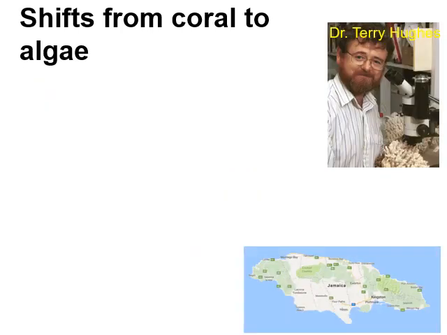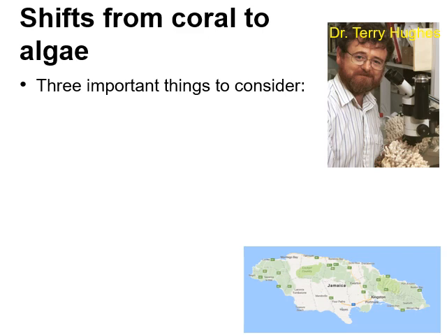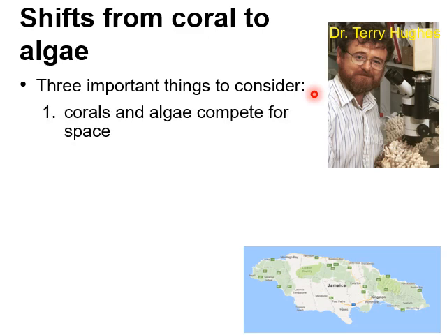So what happened on the island of Jamaica is there was a shift from coral to algae. And this kind of shift was documented by this guy, Dr. Terry Hughes, who is now a retired professor in Australia. And there are a few important things to consider here to work through this story.